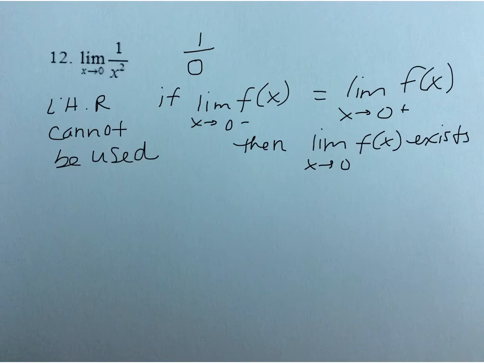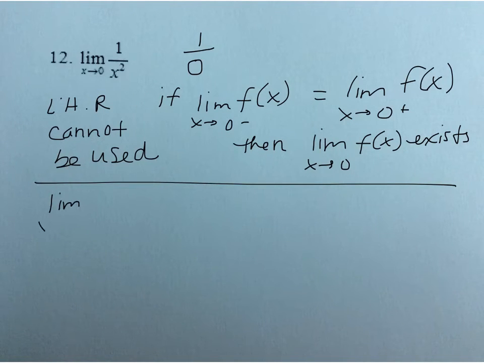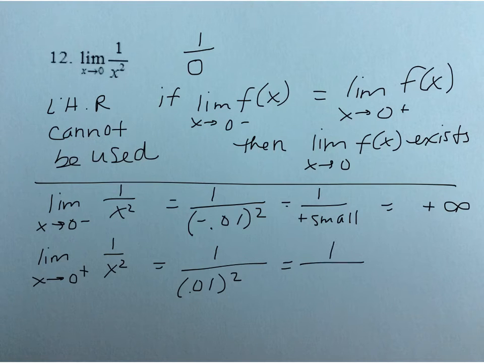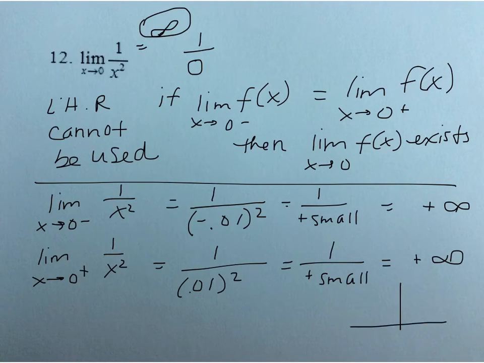All right, so I'm going to look at the limit as x goes to 0 from the left, and the limit as x goes to 0 from the right. So I'm going to try and plug in something like negative 0.01 squared, and positive 0.01 squared. So that's going to be 1 over a positive small number, which leads me to think that it's positive infinity. And this is again 1 over a positive small number, which leads me to positive infinity. So I think that, in fact, my limit is positive infinity. And if you graph it, you should see something like this. And in that case, we would get positive infinity.